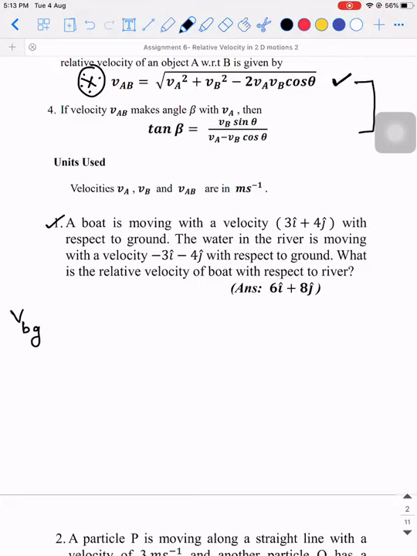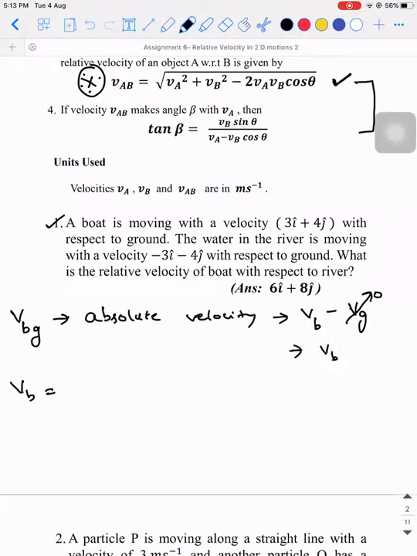Any velocity calculated with respect to ground is called absolute velocity. Do you guys remember this? Because the velocity of the ground is taken to be 0. So actually VBG is nothing but VB minus VG, but VG is generally 0, so this will become VB. So the velocity of the boat is given as 3i cap plus 4j cap.